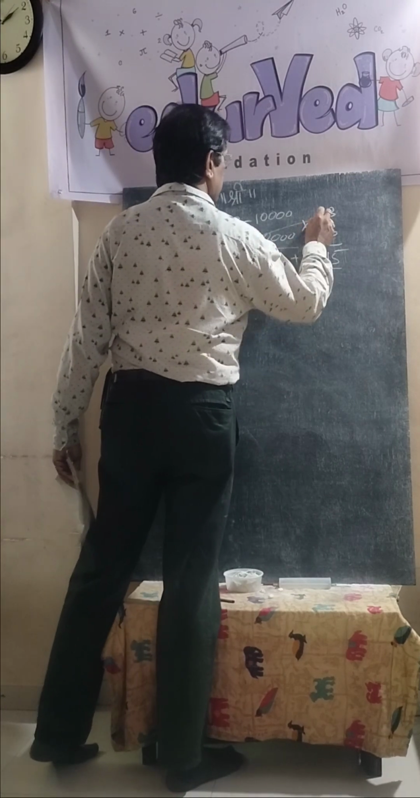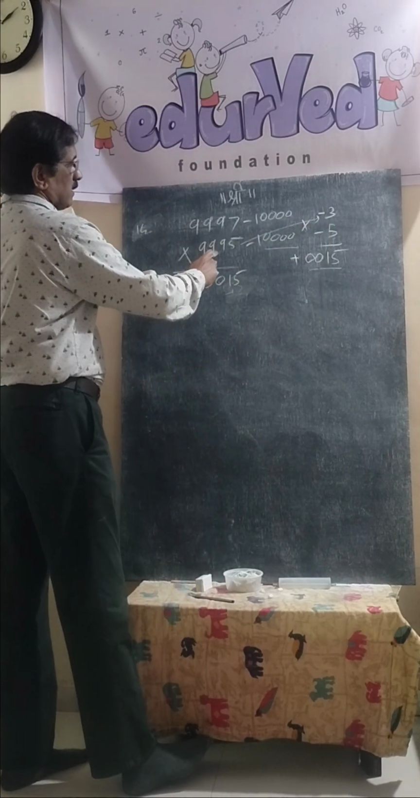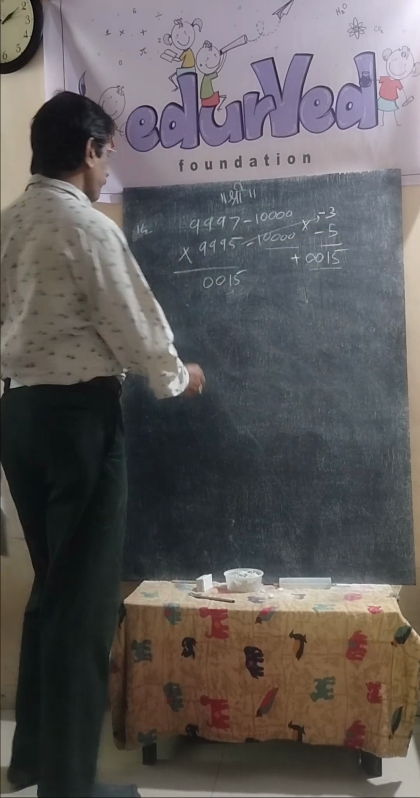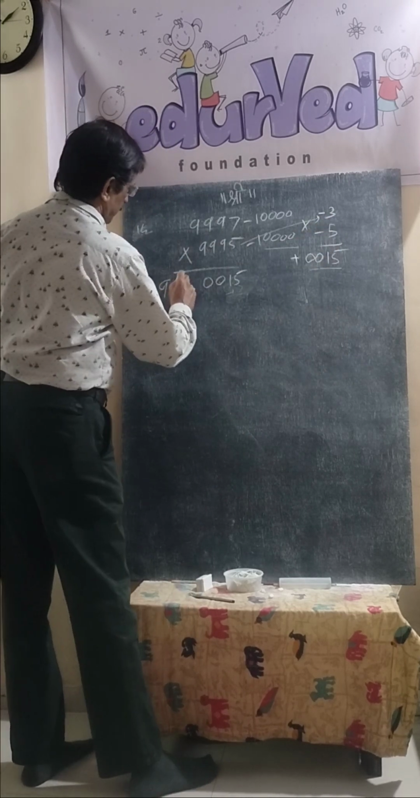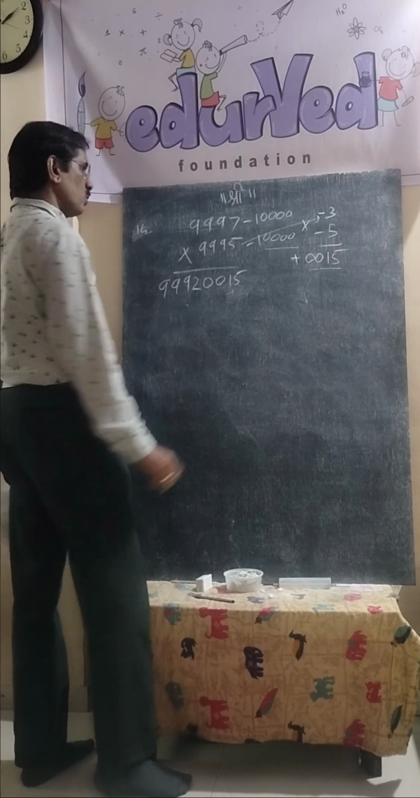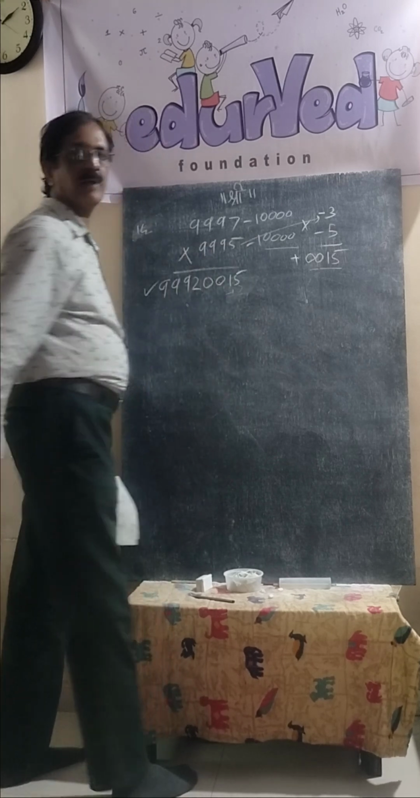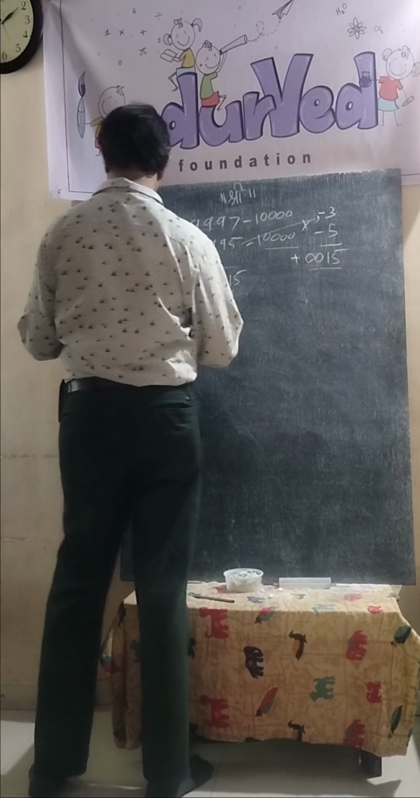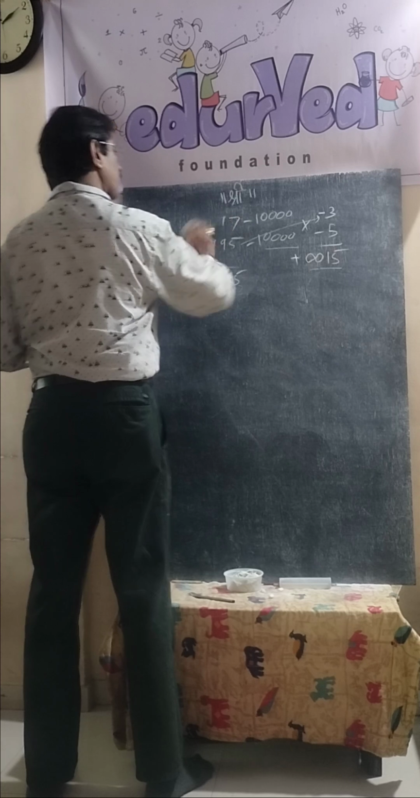Now, next step is 9995 minus 3. That will be 9992. So this is the final answer. That was the 14th sum. Let's see the 15th one.